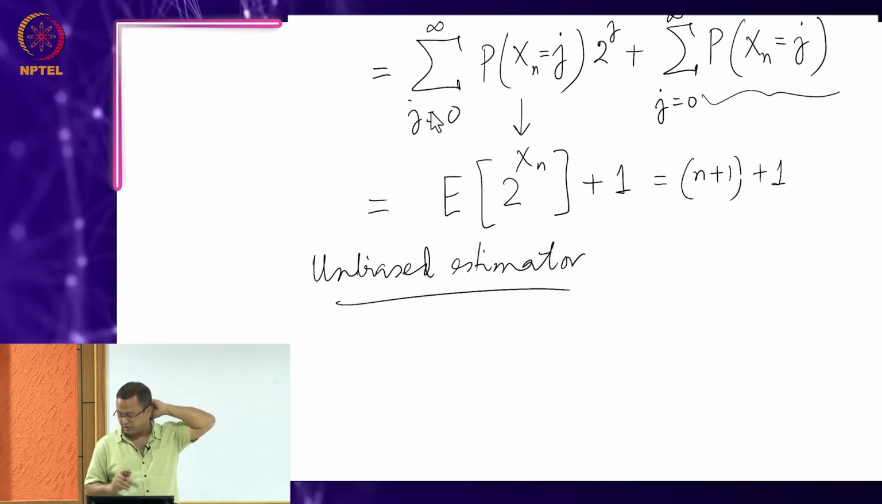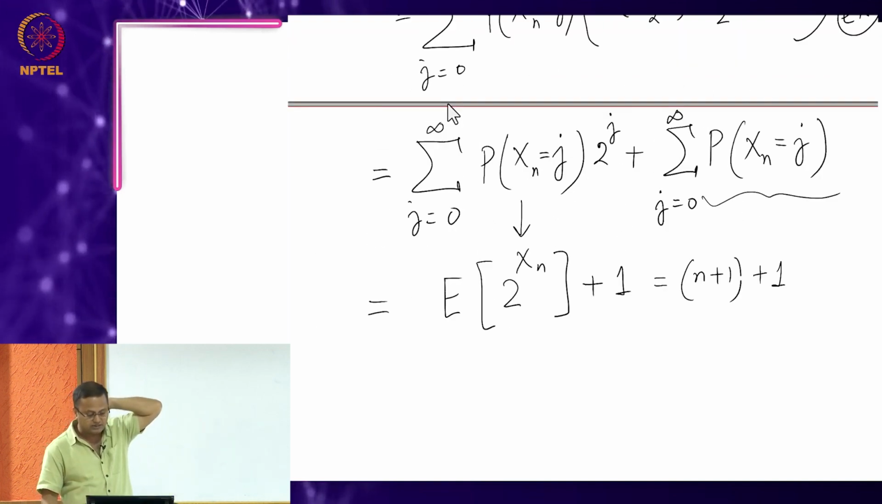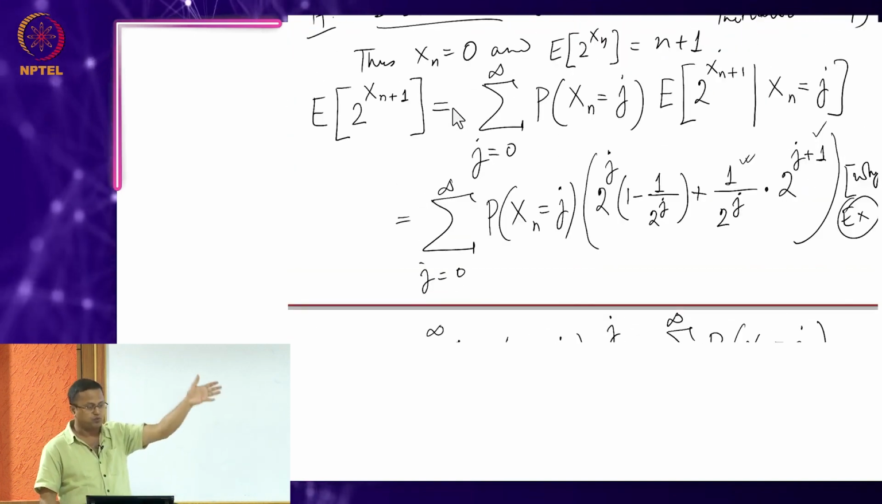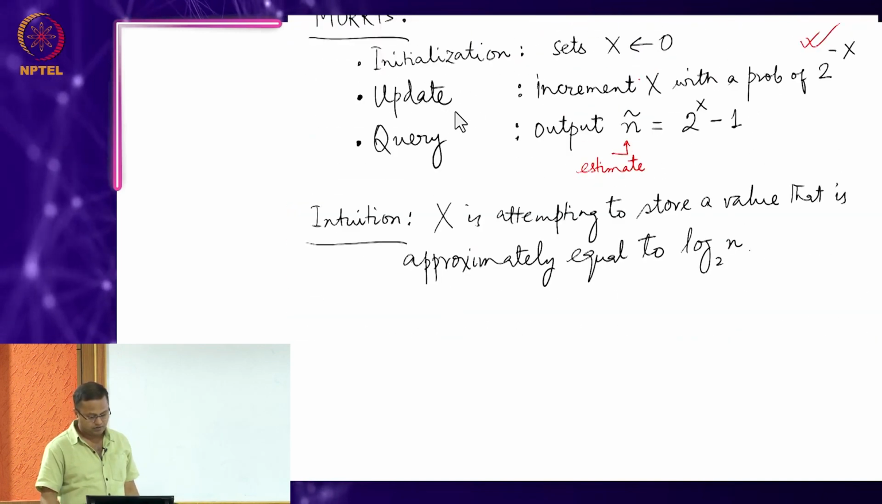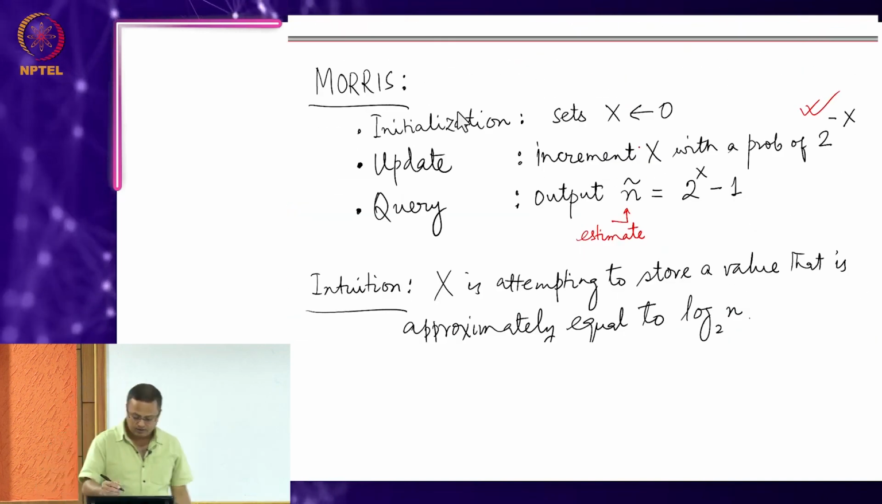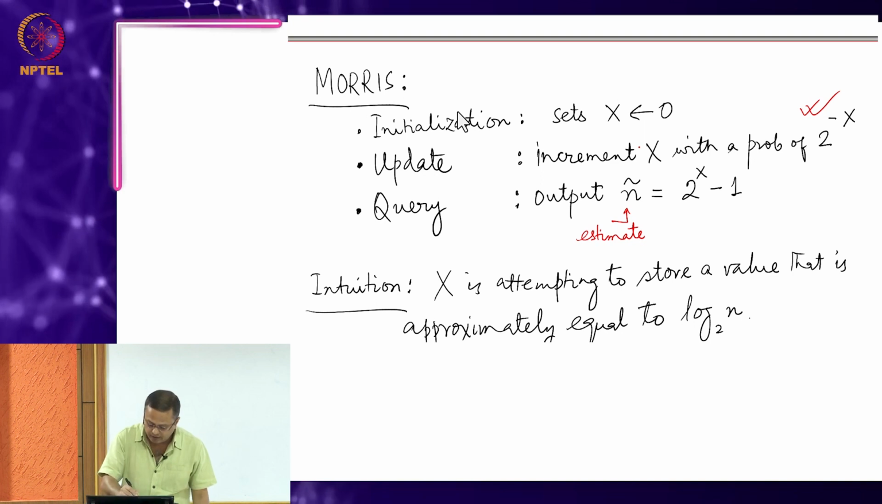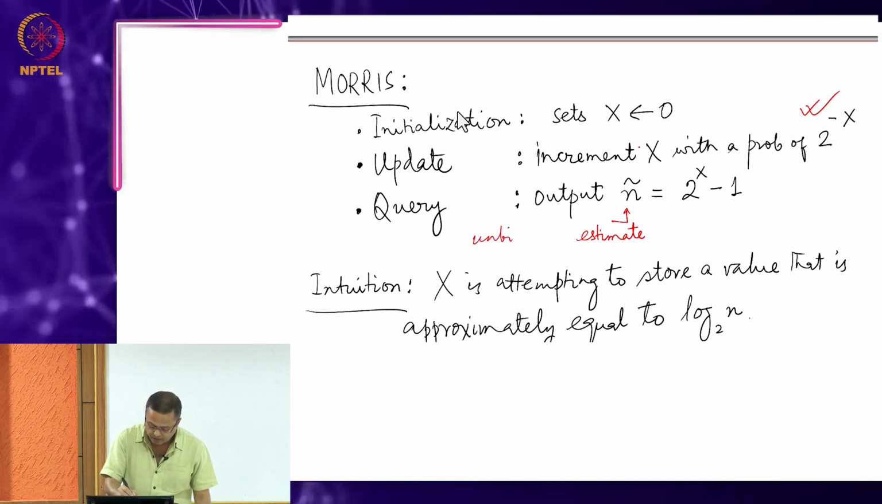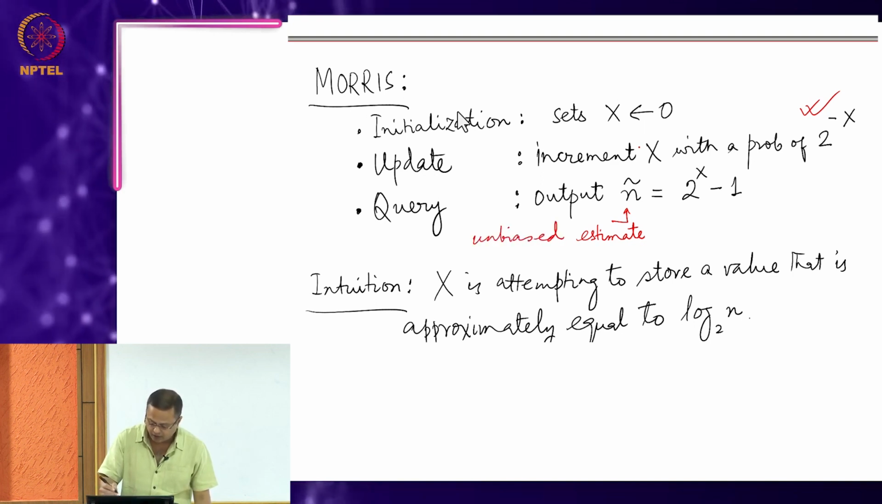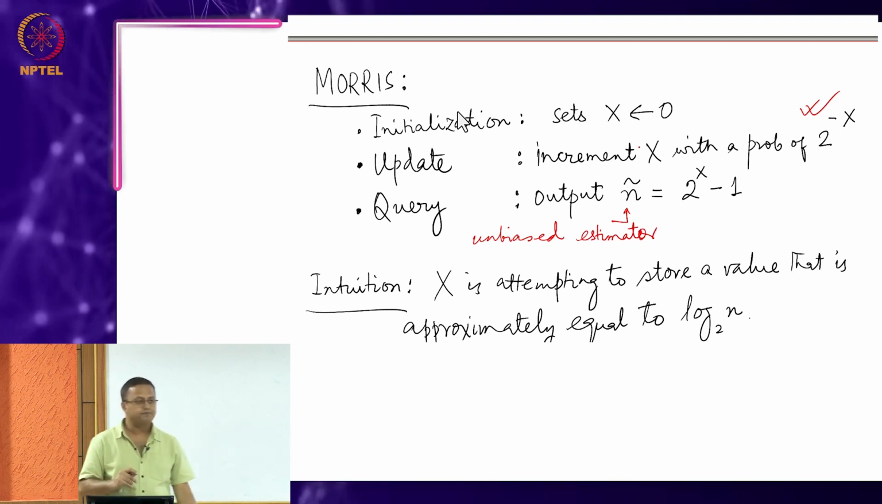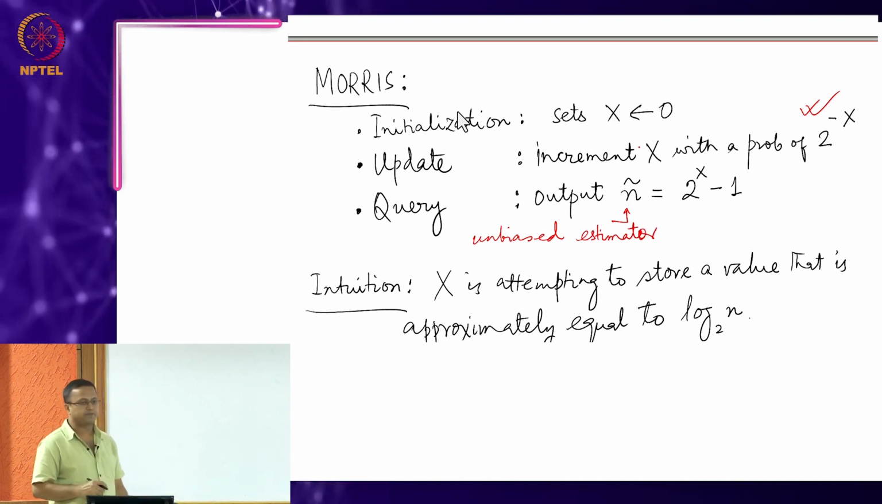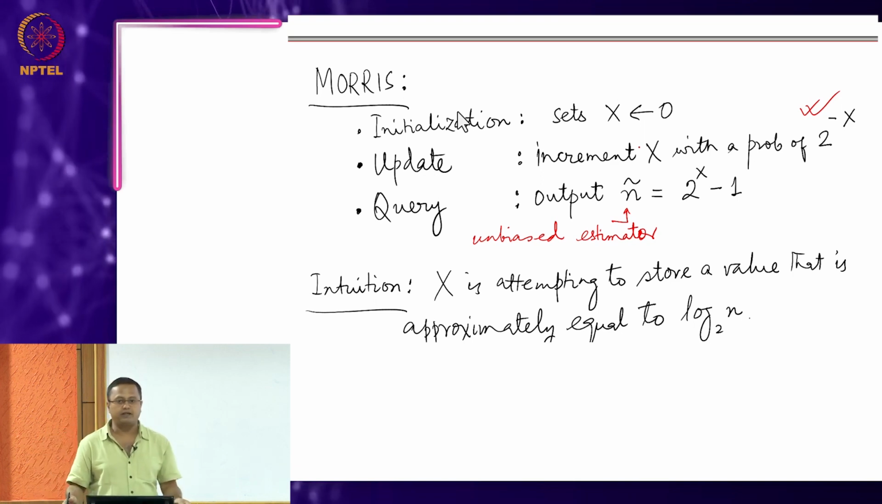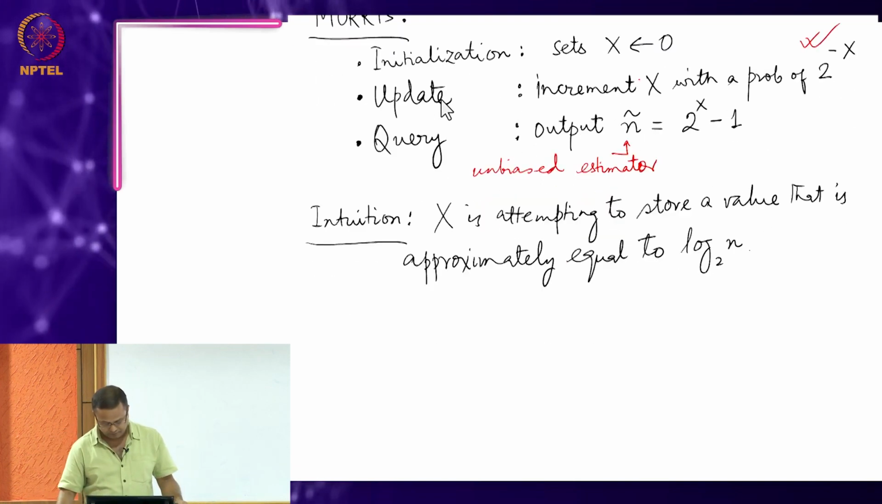So, Morris algorithm has been able to figure out an unbiased estimator for what I set out to count. So, whatever you are returning is also now an unbiased estimator, because its expectation is precisely the quantity that I want to count.